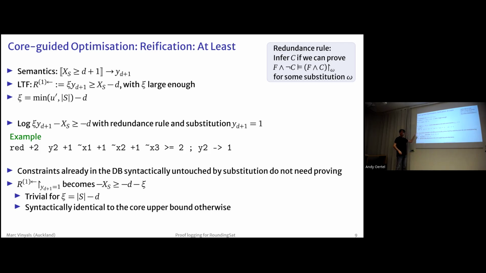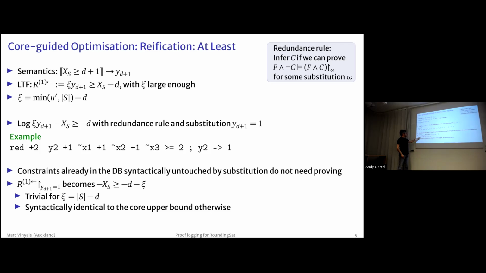Now the only thing that is different is this new constraint that we are adding, that we also want to show that we can prove. So what happens to this new constraint that we're adding? Well, we took this variable y d plus 1, we set it to 1. So that means that we now have c minus xs greater or equal than minus d. So that's what we get.